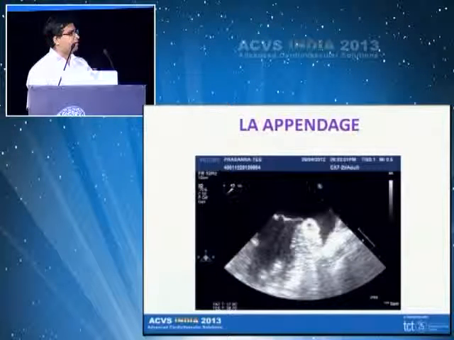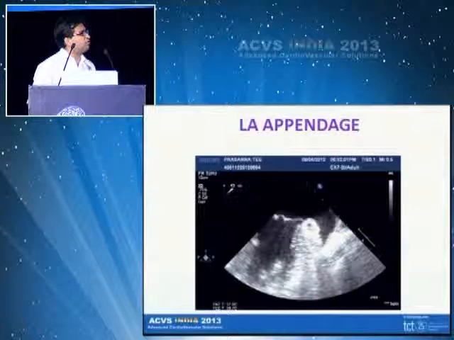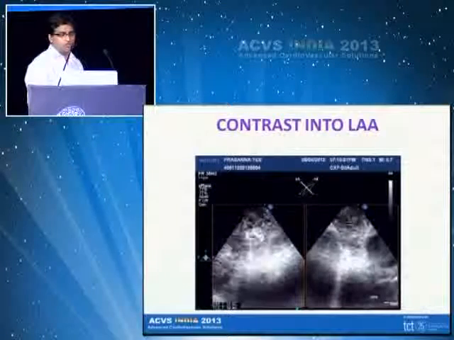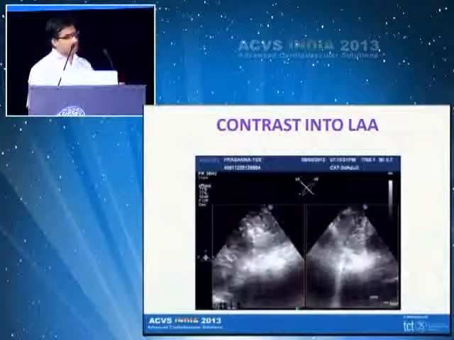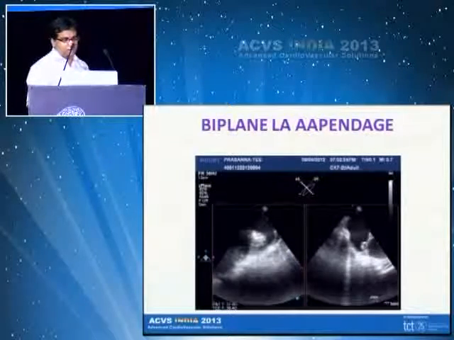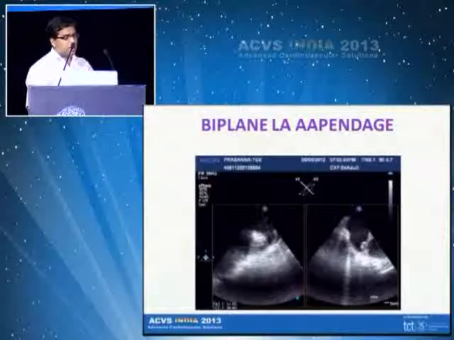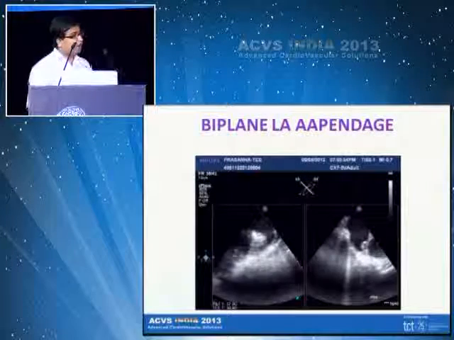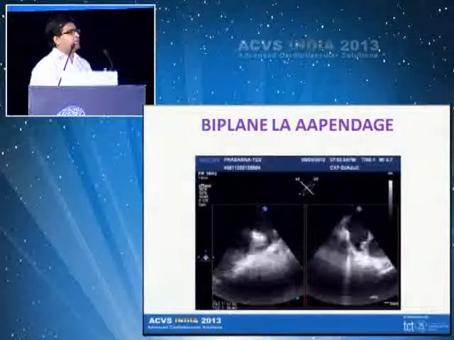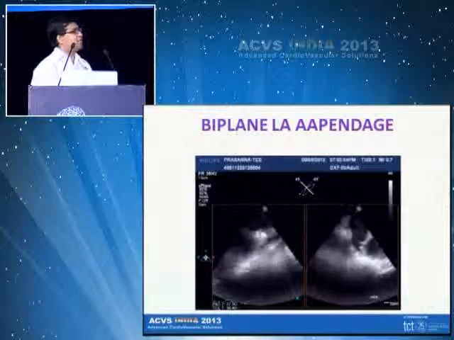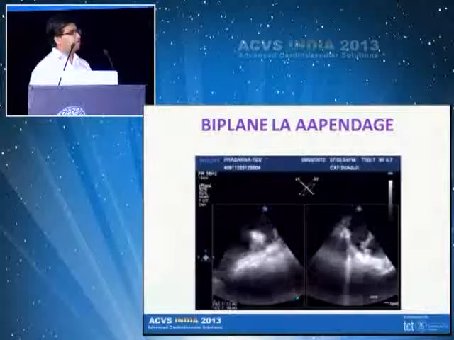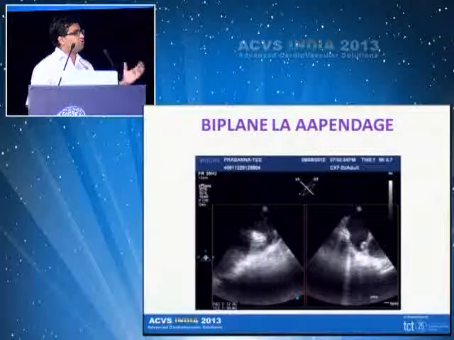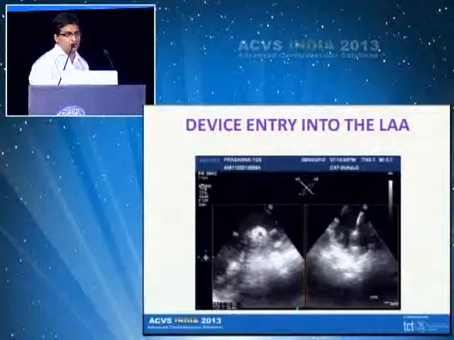You see this is the LA appendage. The mouth measures around 24 to 25 mm, so we decided to go with this, after entering the LA with the sheath. This is the contrast we filled into the LA. This is the LA appendage in biplane view. It looks wide, because if you see only one plane, the LA appendage looks small and you can grossly undersize the device. So it's always better to look at the biplane level, so that you can give the appropriate size for the LA appendage.